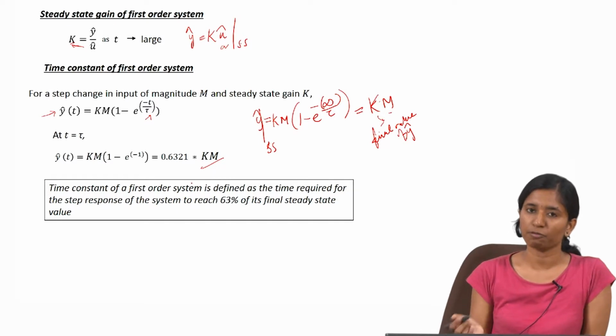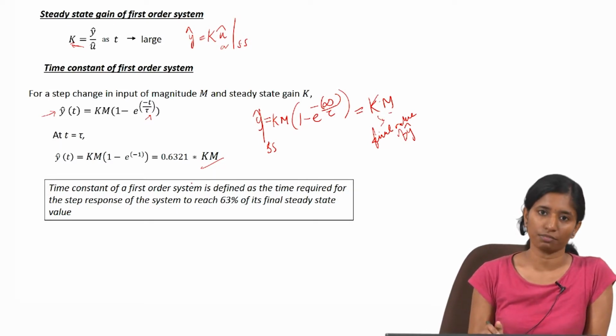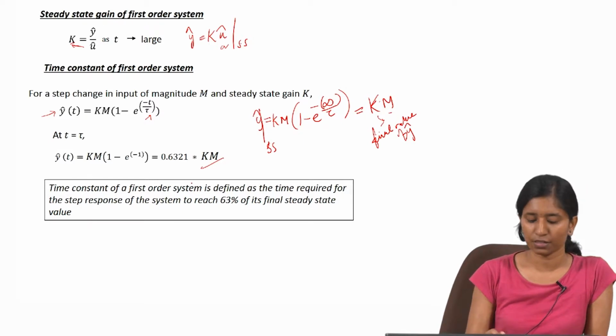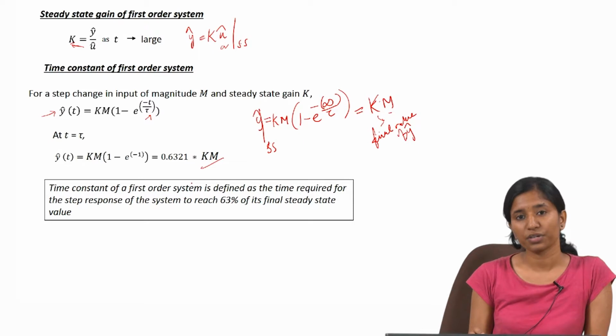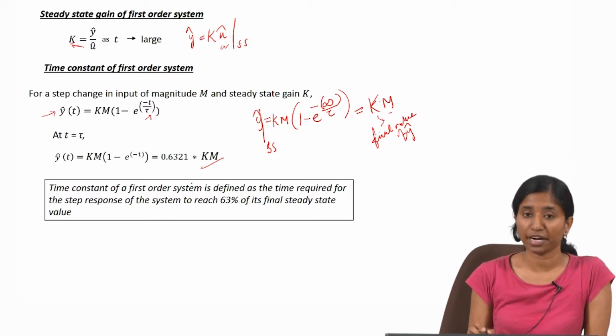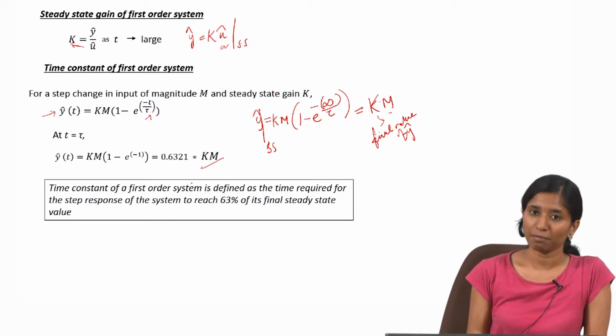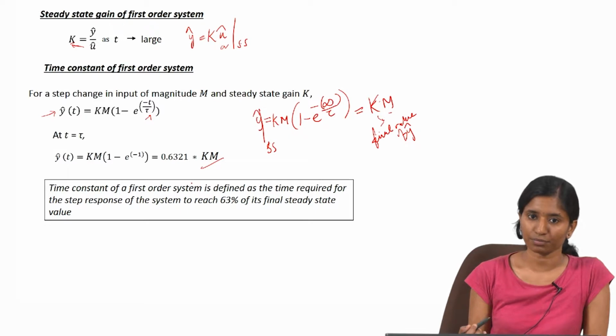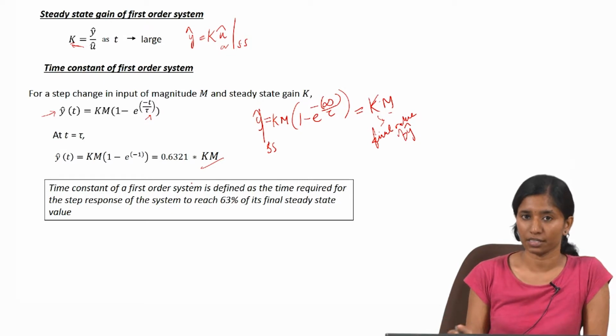So, we can formulate a definition of time constant in this way. Time constant of the first order system is the time required for the step response of the system to reach 63% of the final steady state value. So, when time equals 1 time constant, the response has only reached 63% of the final value. And if time t is, let us say, 2 time constants or 3 time constants and so on, the response eventually reaches the final steady state value.